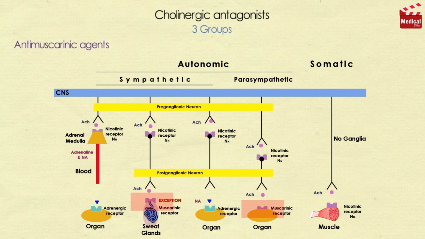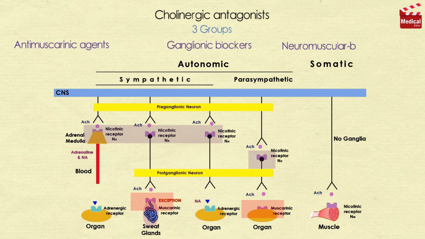The second group is the ganglionic blockers. These agents block the nicotinic receptors of the sympathetic and parasympathetic ganglia. Clinically, they are the least important of the cholinergic antagonists. The third group is the neuromuscular blocking agents, mostly nicotinic antagonists.